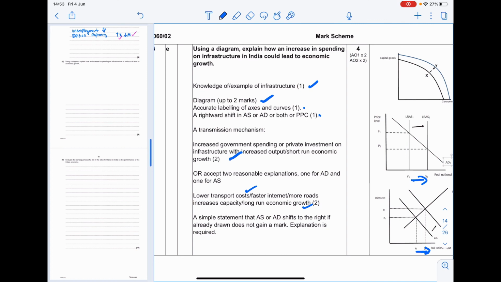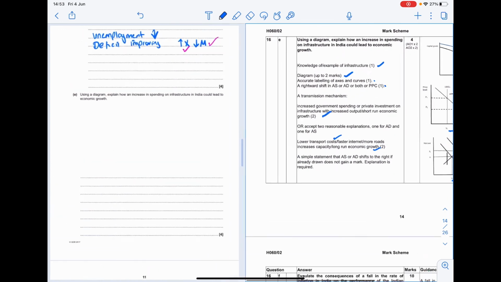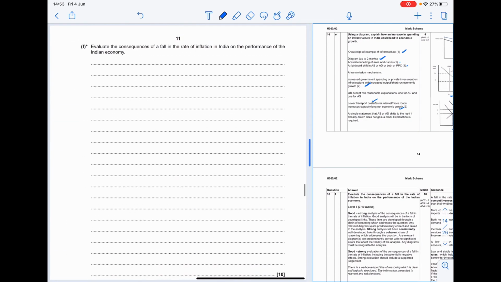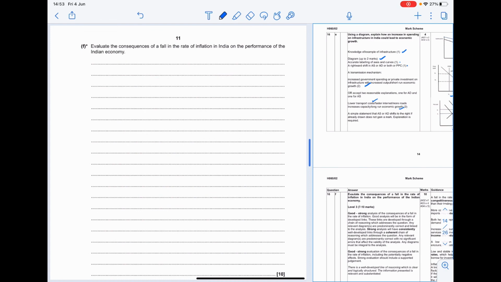So that's the short answer questions. In addition to the multiple choice short answer questions, you've then got a 10-mark question, and then you have an essay to do as well.